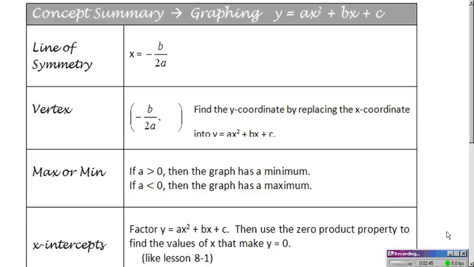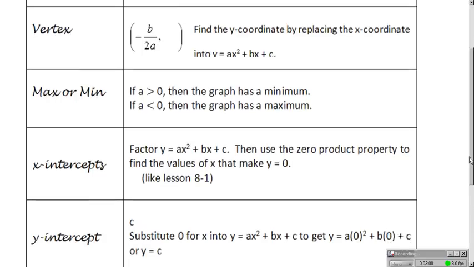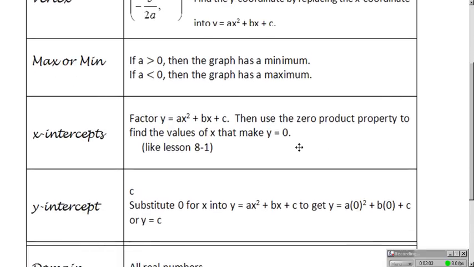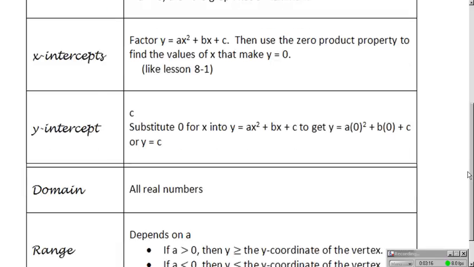On page 2 of the A2 notes, the concept summary, this here is a great tool to look at. Notice it has the line of symmetry for you, how to find the vertex, how to find the max or min value. It also brings in how to find x-intercepts like we did in 8.1. We'll come back to that when we start graphing following the day 1 lesson. This will be on day 2. It also has how to find the y-intercept.